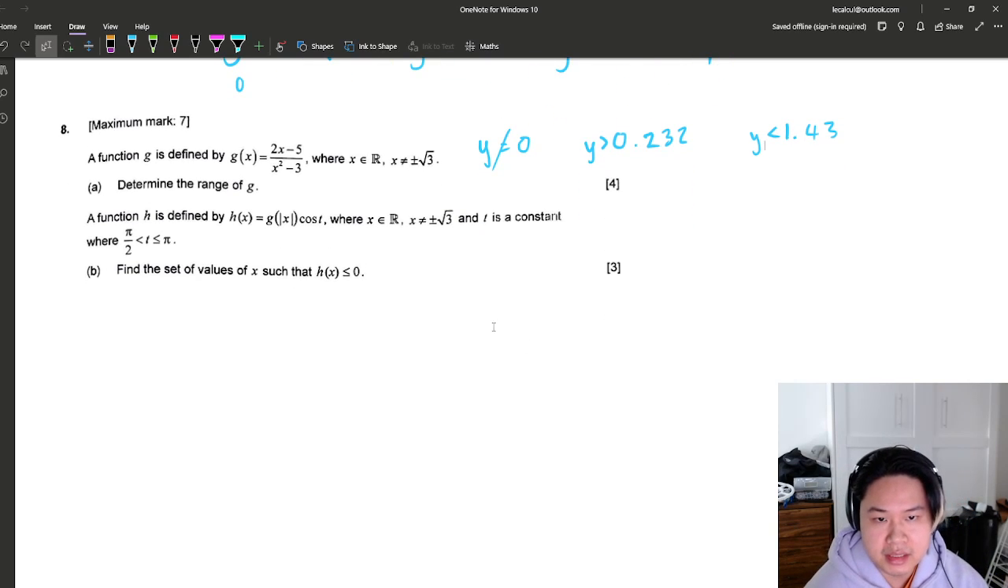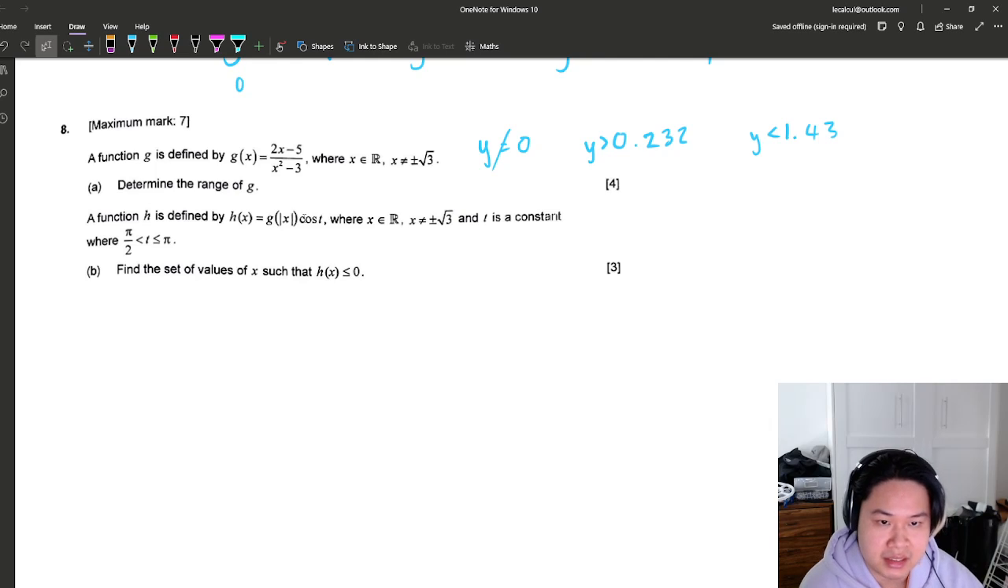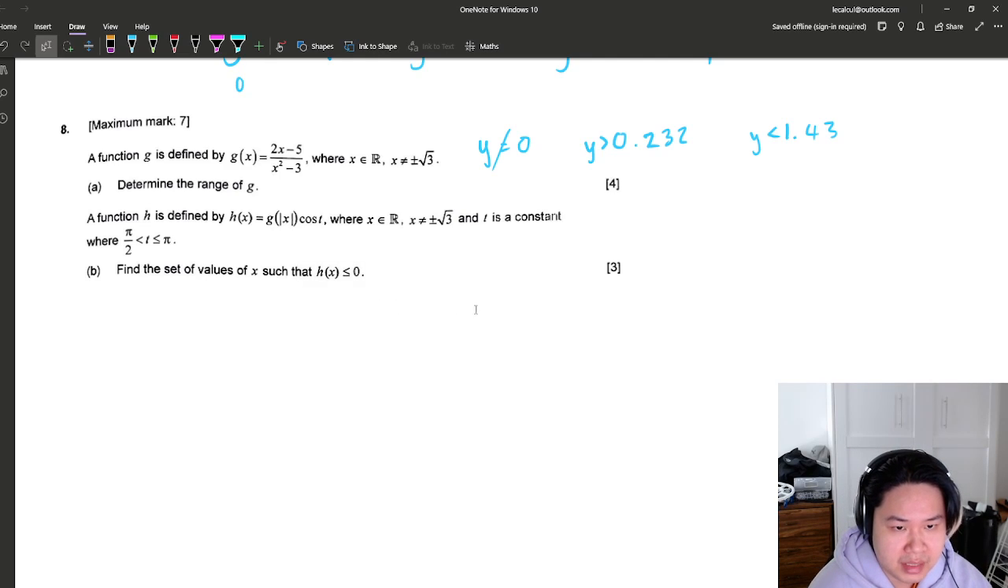Okay, then we have a function h, which is g with an absolute value transformation of x, and then you multiply by cosine t, where t is just some number, but t is always between here. Find the set of values x so that this is always negative.